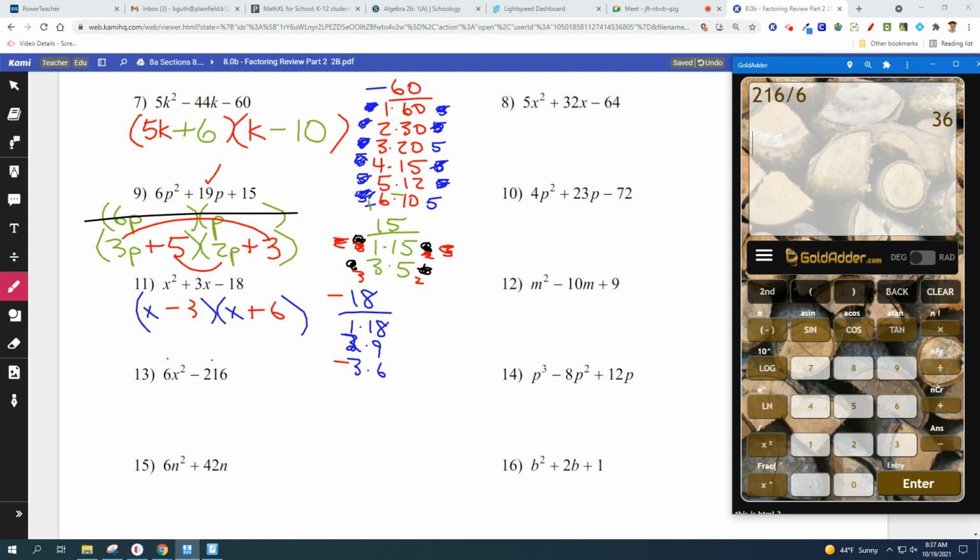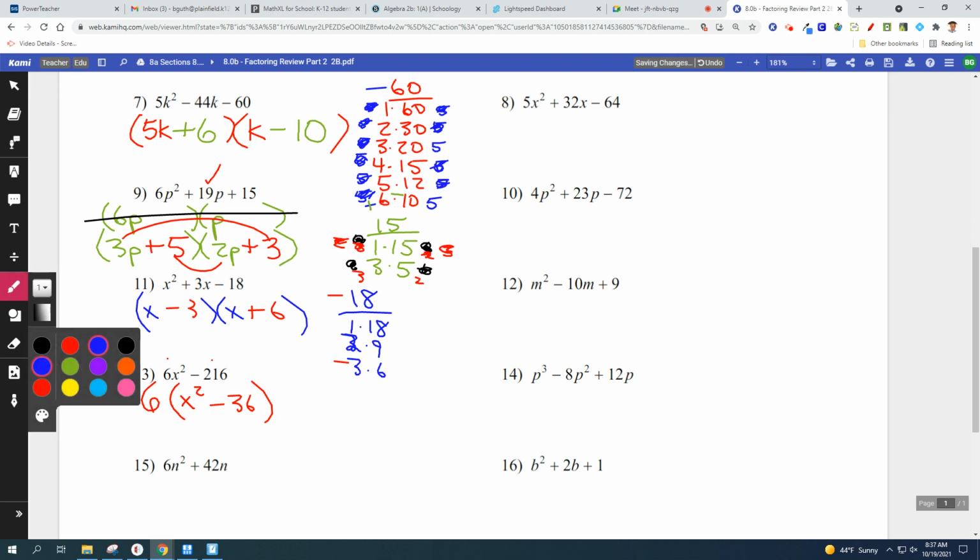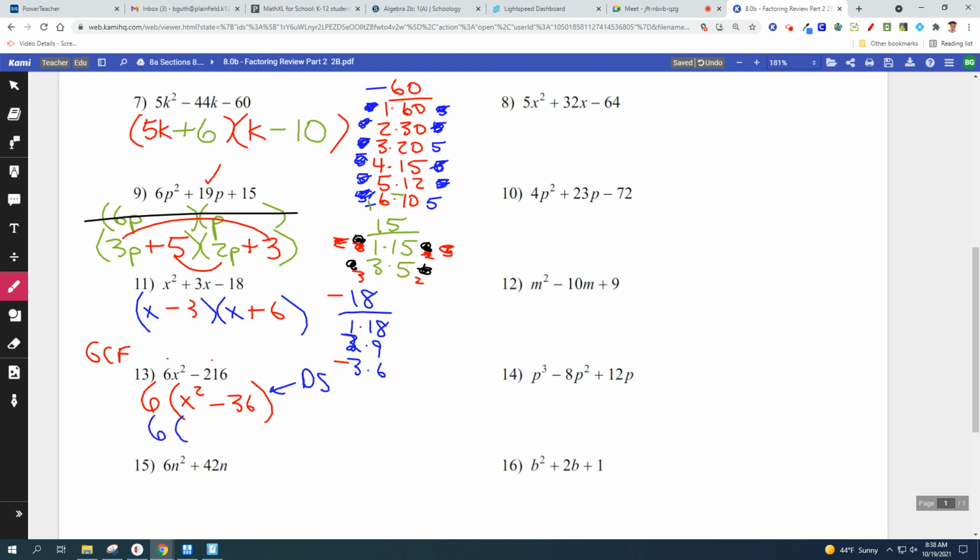36. I'm going to factor out a 6. Remember, that just means write it as multiplication. 6 times x squared minus 6 times 36. That was a GCF. But check it out. At this point, I now have a difference of squares. That's a difference of squares. Square root of 36 is 6. So we're going to have the 6 in the front. And then my difference of squares is going to go x plus 6, x minus 6.